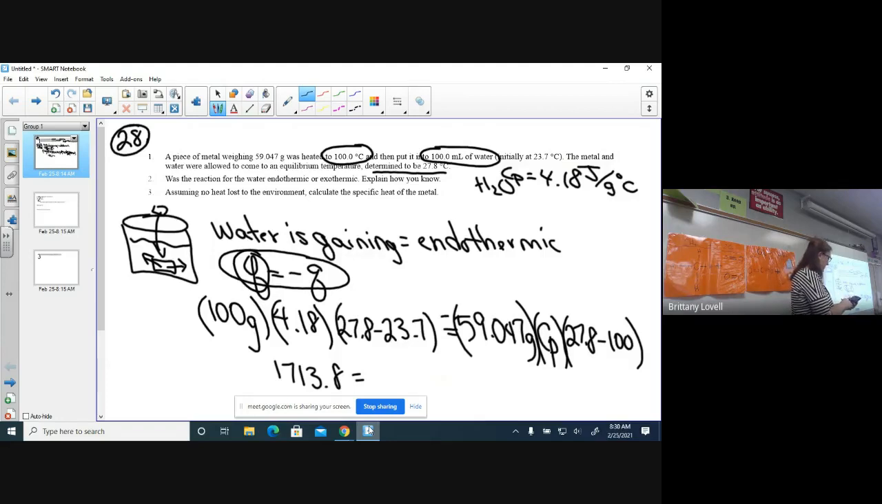Okay, 59.047 grams, 0.047 times. I'm going to do 27.8 minus 100. And I got negative 4,263. And I have a negative right here in front. So negative times a negative is going to turn that positive. So I'm just going to go ahead and let that be a positive number.